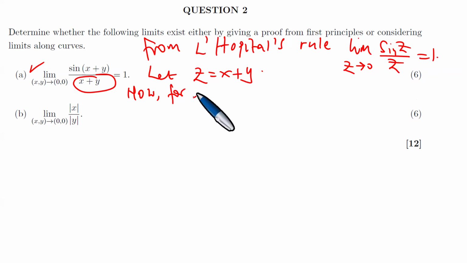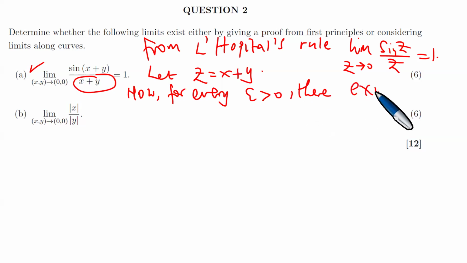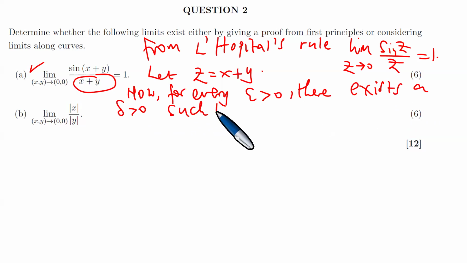Now, for every epsilon positive, there exists a delta positive such that if, yes, please. Sir didn't explain why we jump straight to L'Hopital's rule.